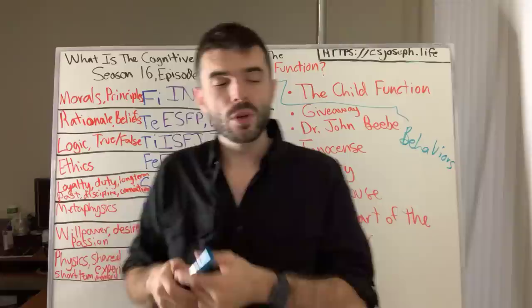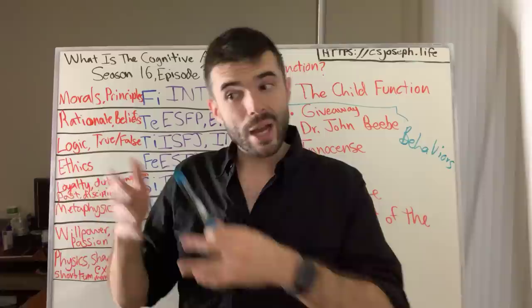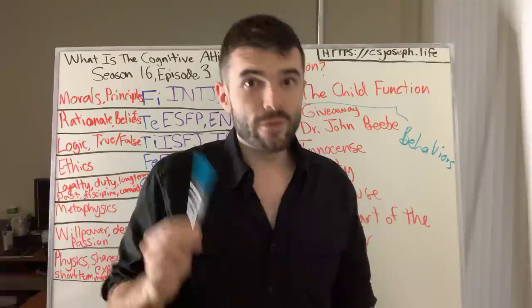So just be aware of the cognitive combinations that come into place with these functions, especially in terms of the child, and how it can actually go down south, or it could actually become a good thing depending on the situation. So just be aware of it. But remember, you can keep it in the good realm by developing your parent function. Your parent function is the path to maturity.